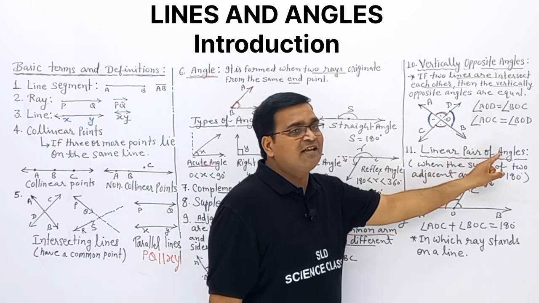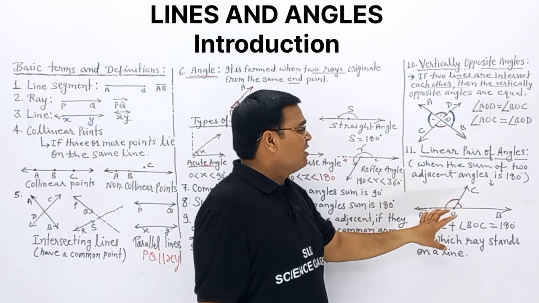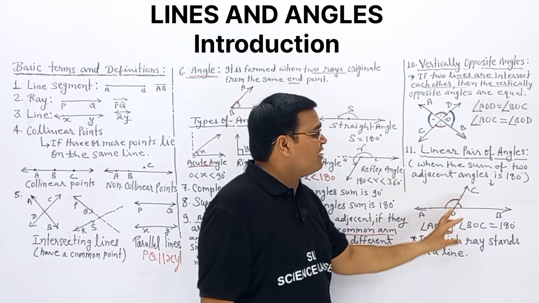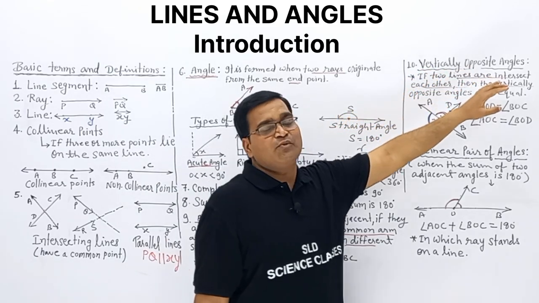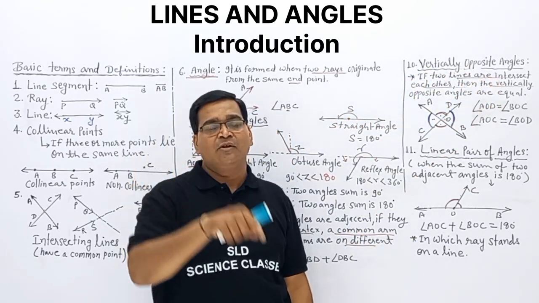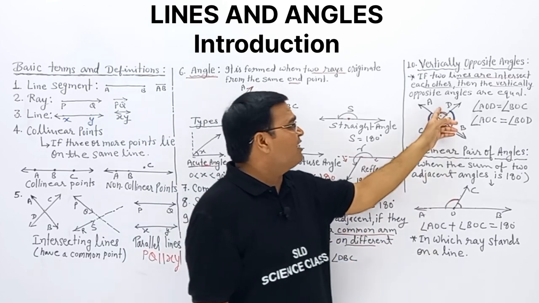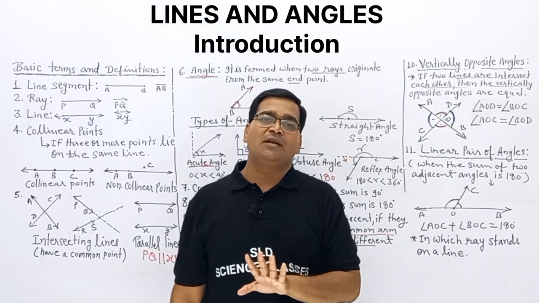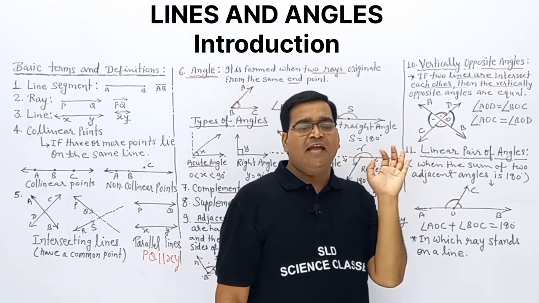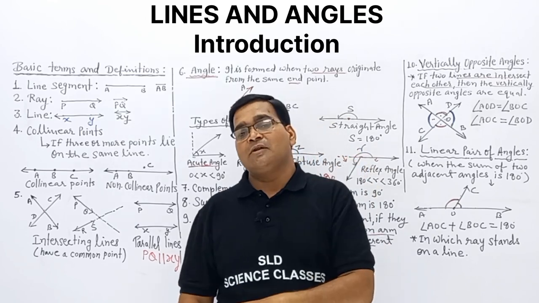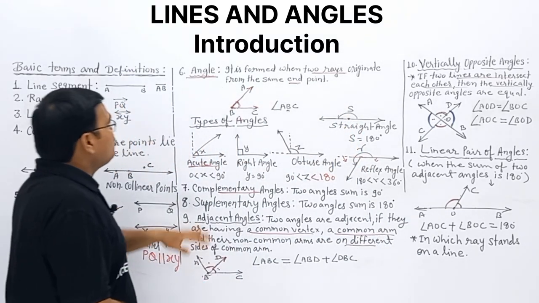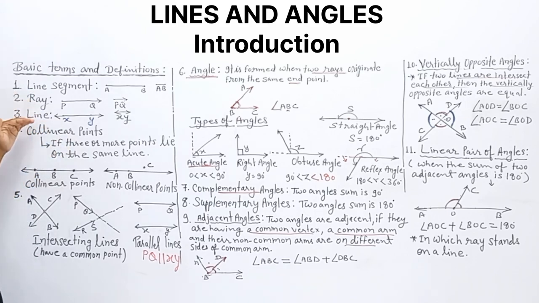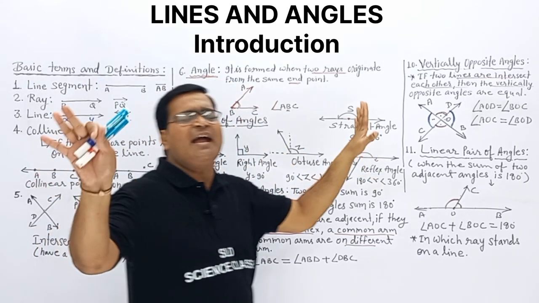Linear pair of angles: the sum of two adjacent angles will be 180 degrees. And vertically opposite angles: once two lines intersect each other, the vertically opposite angles will be equal. Only these two points, and our exercise 6.1 we can cover. Clear? And all these things, line, ray, line segment, are very basic ideas.